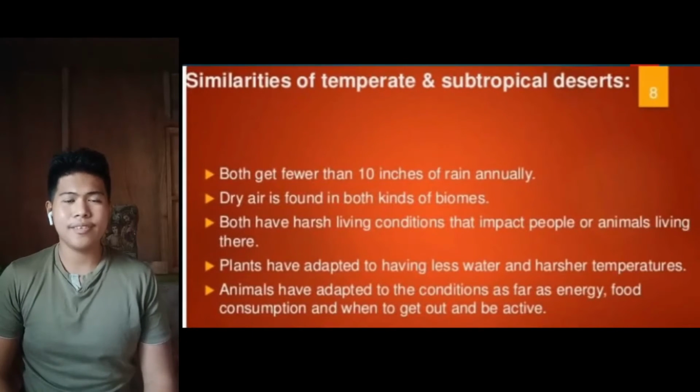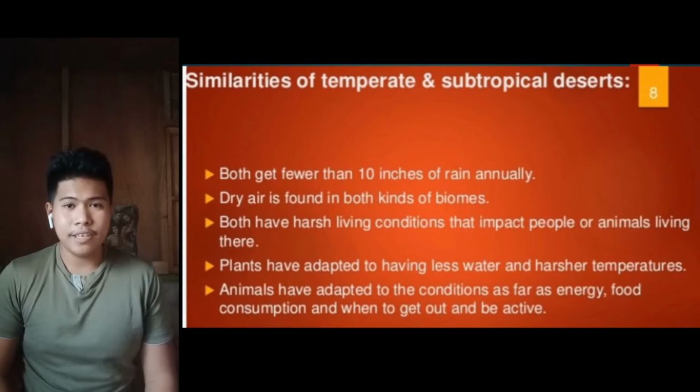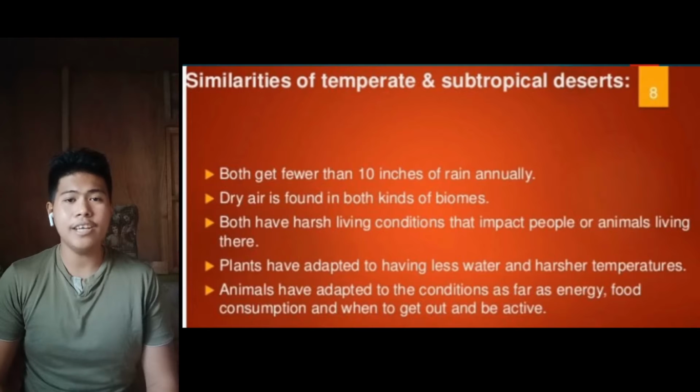Now, let us come to the similarities of temperate and subtropical deserts. Both get fewer than 10 inches of rain annually, so it is very dry. Dry air is found in both kinds of biomes. Both have harsh living conditions that impact people or animals living there. Plants have adapted to having less water and harsher temperatures. Animals have also adapted to the conditions as far as energy, food consumption, and when to get out and be active.